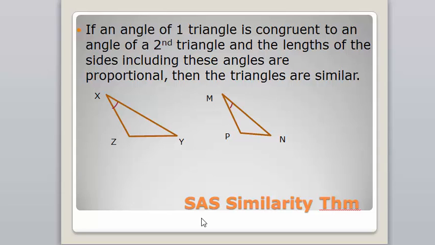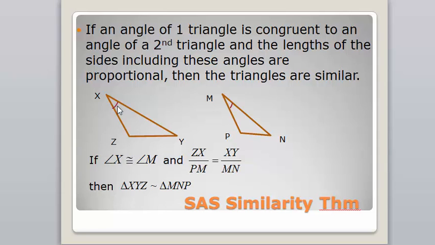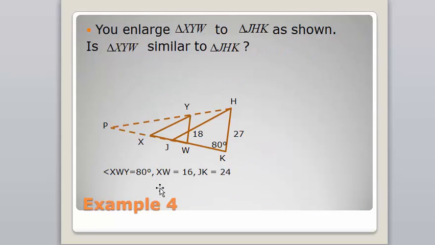Once again, we had an SSS congruent, so we need to be very careful. Either write the word similarity when you're using this, or use the symbol. So in this case, if X and M are congruent, and ZX to PM is proportional to XY to MN, then we have side, angle, side, similarity. We can say the two triangles are similar by SSS similarity. Sorry, SAS similarity.